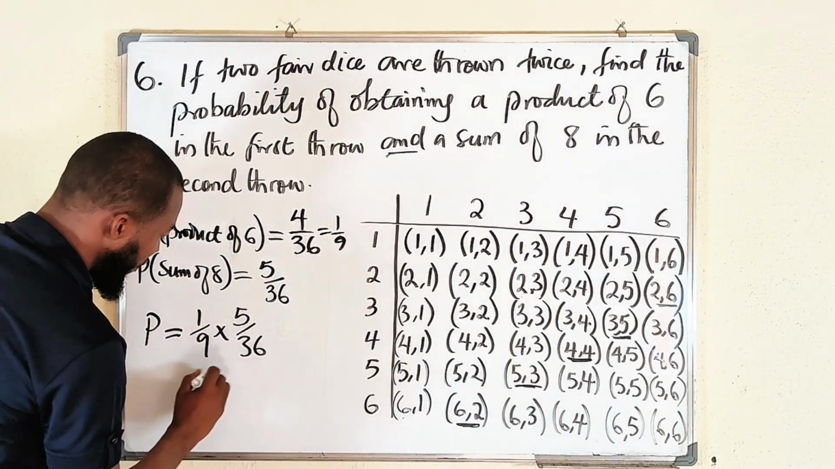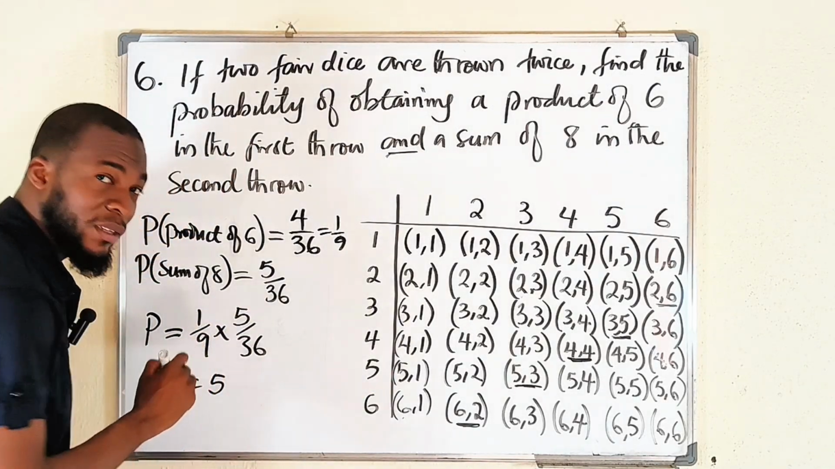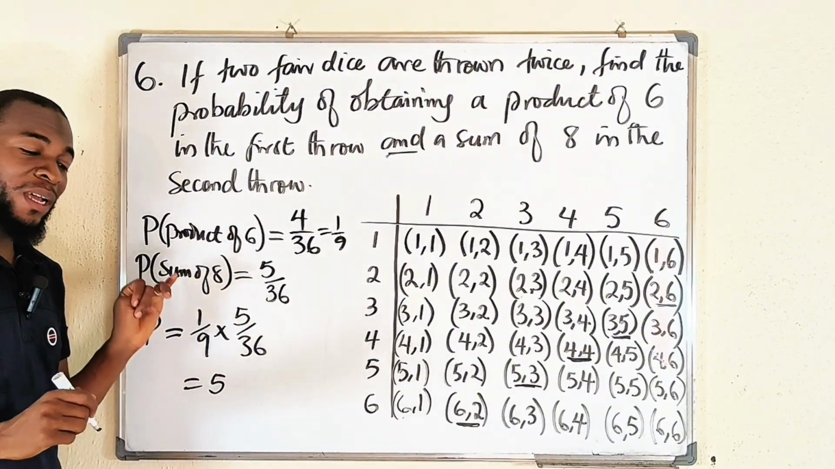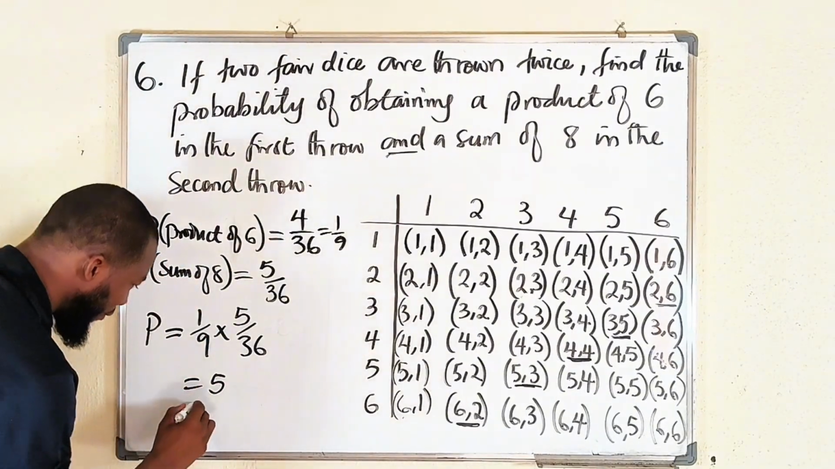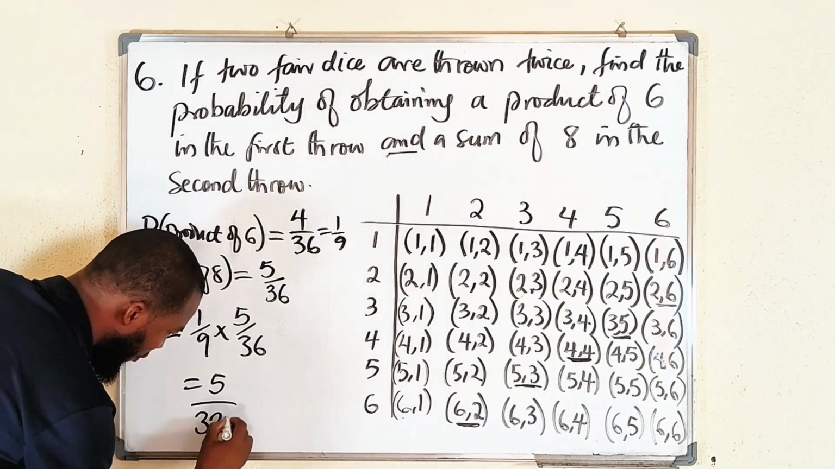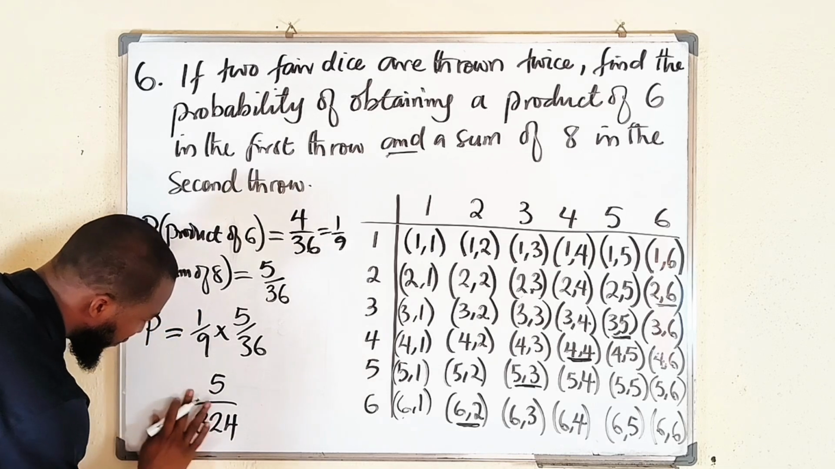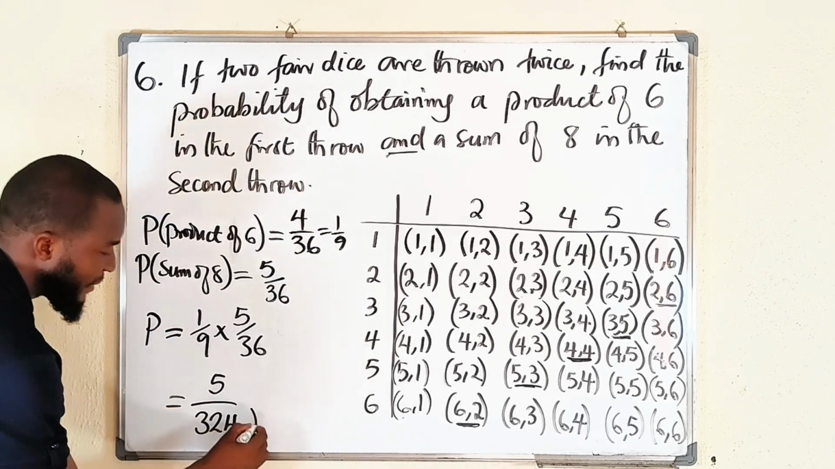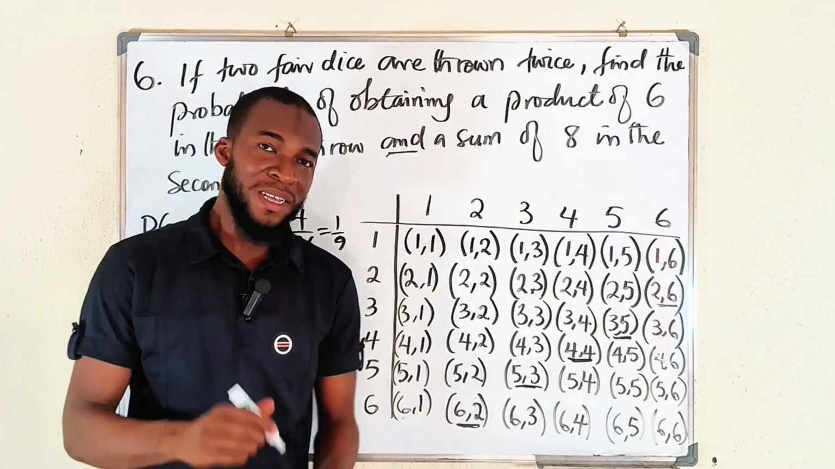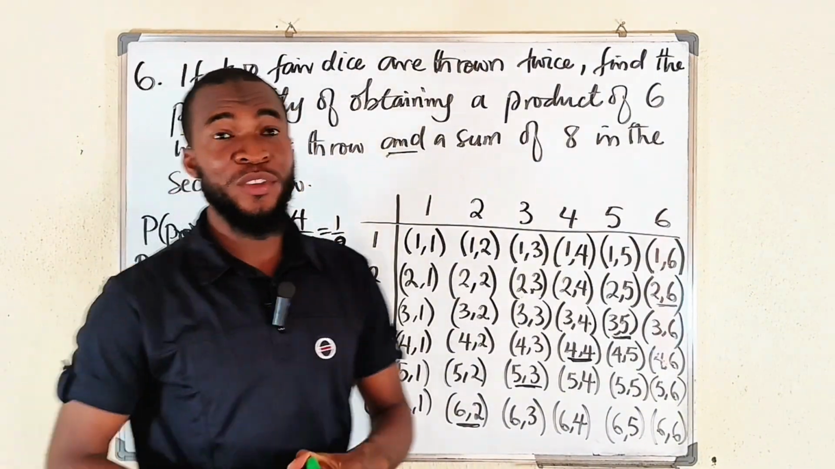This time this is equal to 5, right? And what is 9 multiplied by 36? That will give us 324. So the probability is 5 over 324. As simple as that. Next, we are moving on to question number 7.